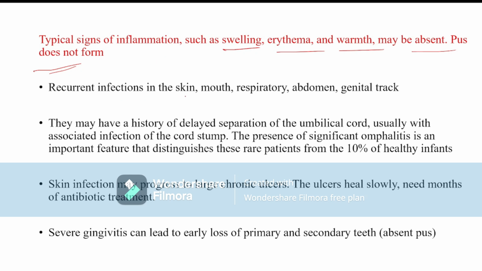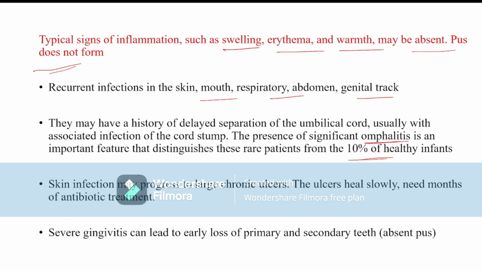The child suffers from recurrent skin infections, and recurrent infections by viruses and bacteria in the respiratory tract, the genital tract, or the mouth. The child has multiple episodes of gingivitis. There is a history of delayed cord separation, and also omphalitis. The presence of omphalitis with delayed cord separation distinguishes this disease from normal healthy infants. In 10% of healthy infants, there is also delayed cord separation after 21 days.